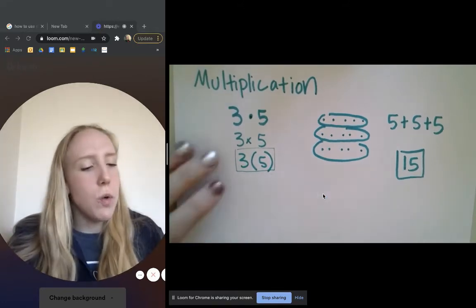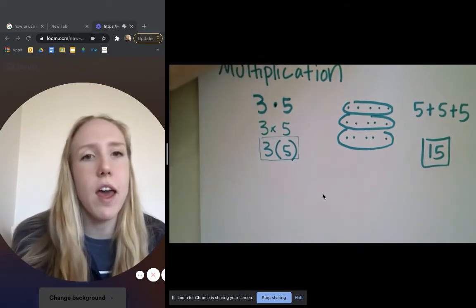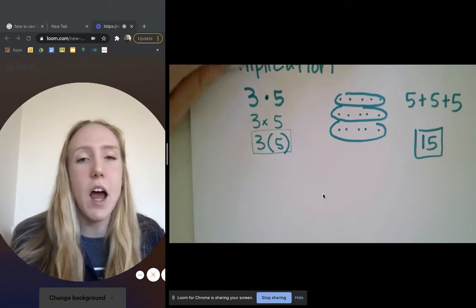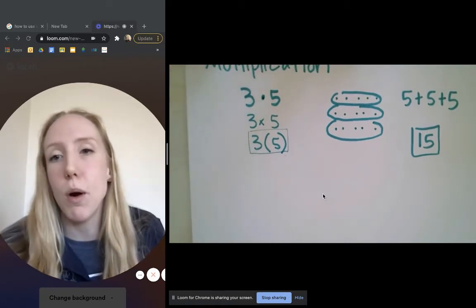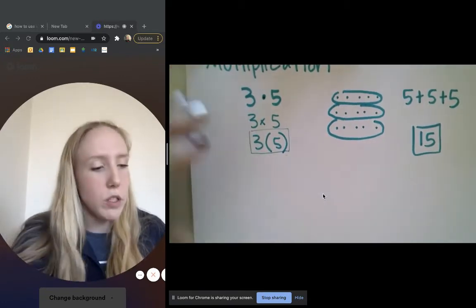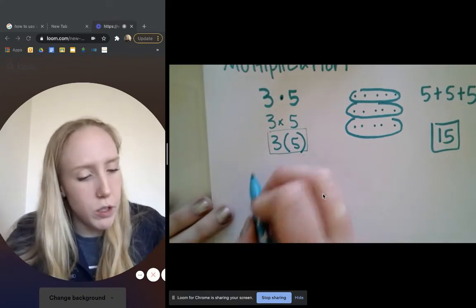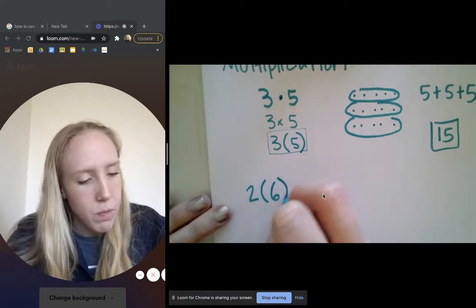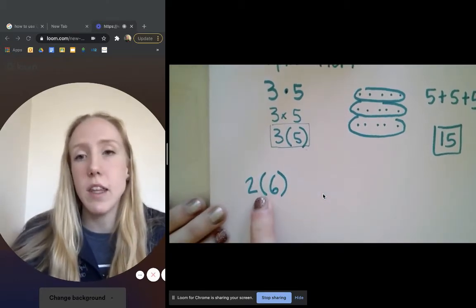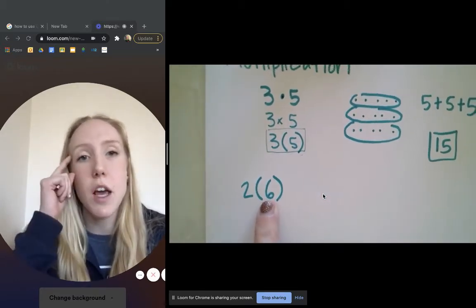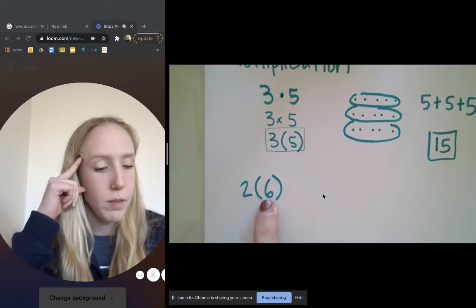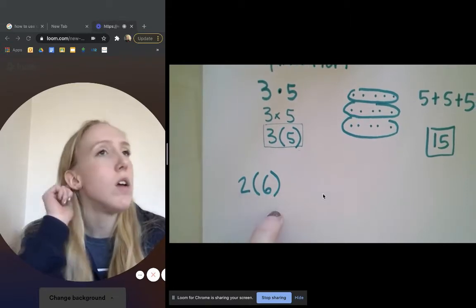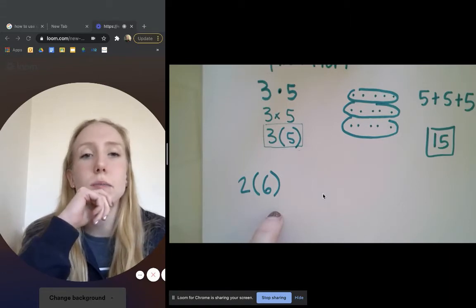Okay. So the next thing that is important to think about is how we are writing it and how it is showing up in our problems. When you see something like this, with the parentheses, you need to think about multiplication. Okay, so I want you to think about what the answer to 2 times 6 would be. 2 times 6.